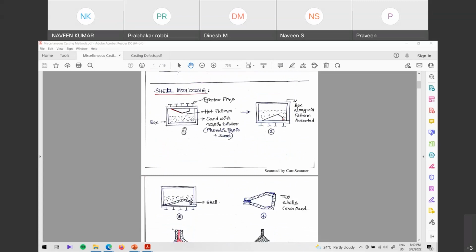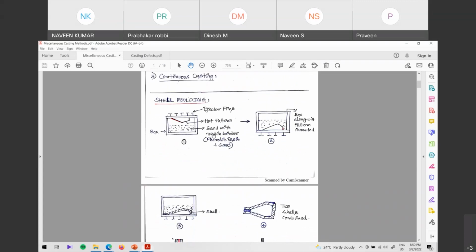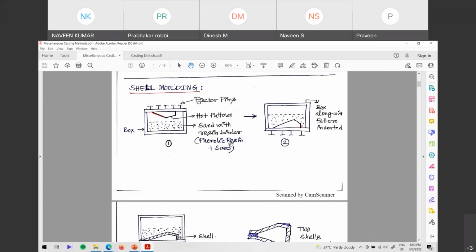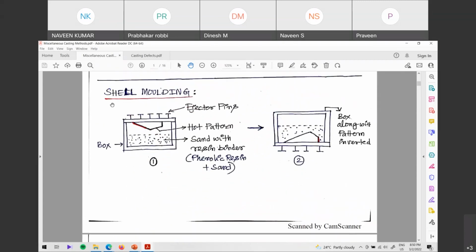So shell molding is like this. If you see the diagram, let me zoom in a little so the picture is very clear. In shell molding, the box is like this. We have one box, and there's a cover for it called the lid. The lid is closed using these electric pins, so you can close it and open it. Then we take this lid or plate and attach the pattern to it. What we are seeing here is the pattern.